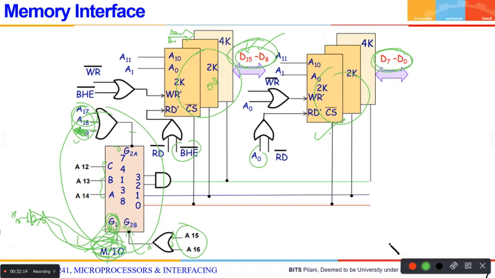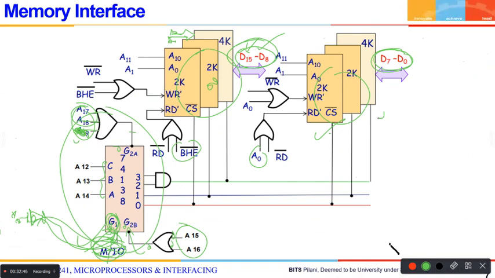My question is, why can't I connect D0 to D15 here? Why am I separating higher order bytes here and lower order bytes here? Can somebody tell me the answer? Guys? Come on. How many know the answer? Lift your hand. What about others? You're not confident?